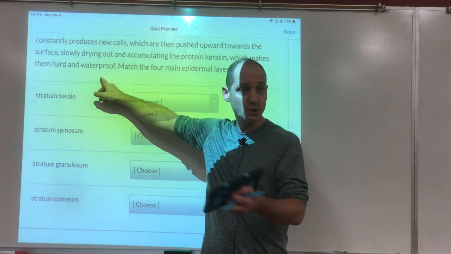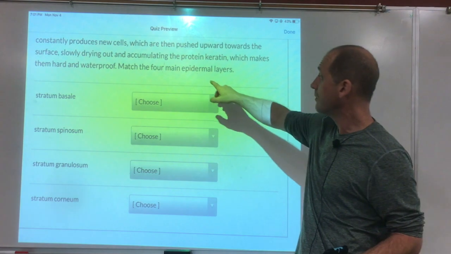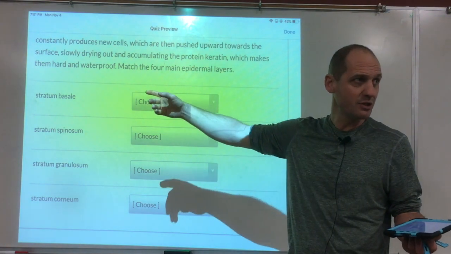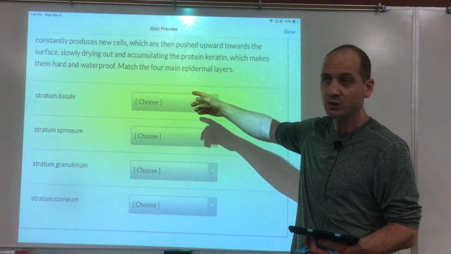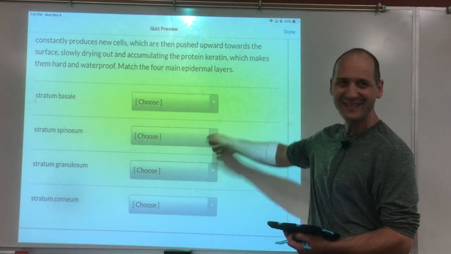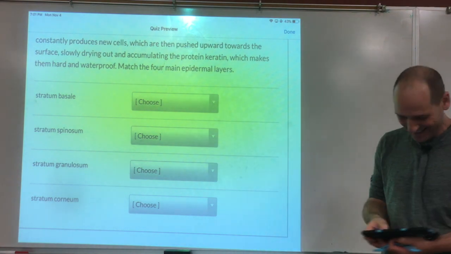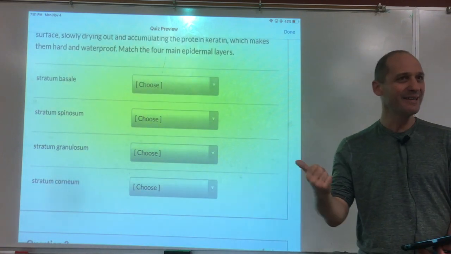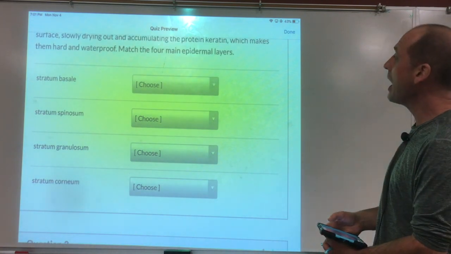So keratin you associate with waterproof. Or the leather jacket. The keratin makes it the leather jacket. Match the four main layers. Oh, did you like doing it this way? This is the first one like that, right? Took me this long to figure out I could make questions like that.